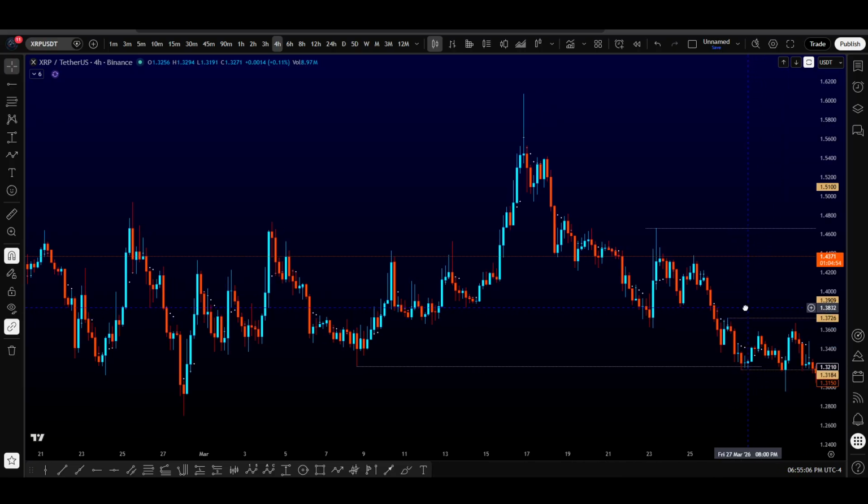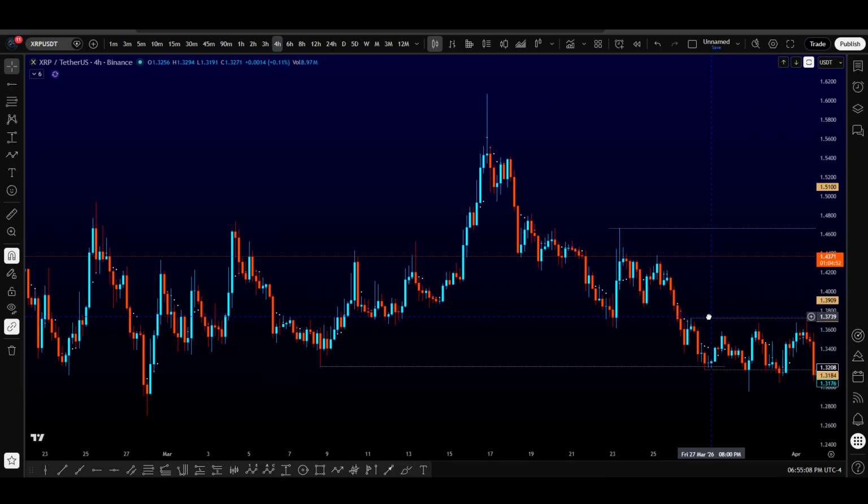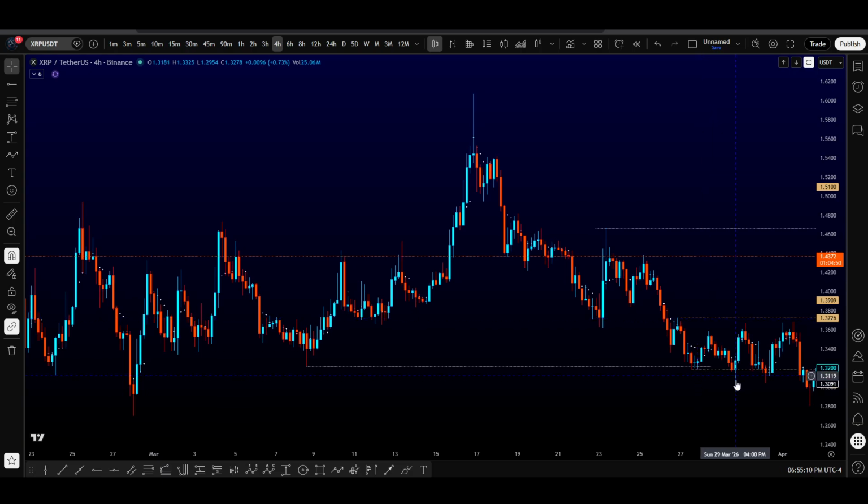Keep on going. You don't get there yet. Still don't get there. You actually get stopped out again. Actually, you should have targeted this high because this was the closest swing high. So you would have taken profit there.